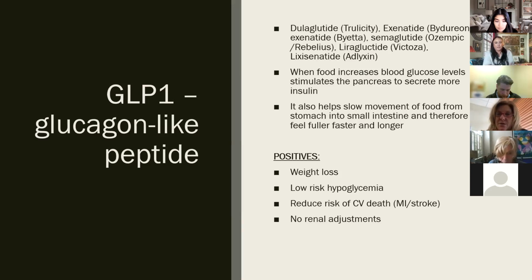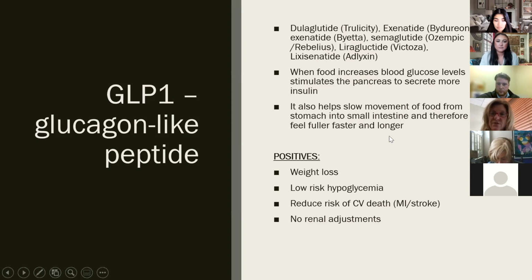And then the huge reason is cardiovascular risk, death, reducing risk of stroke and heart attack. It's not a preventative, but if they have known cardiac disease, this is an excellent classification of drug to be using for them. Some of the things to think about is on the next slide.